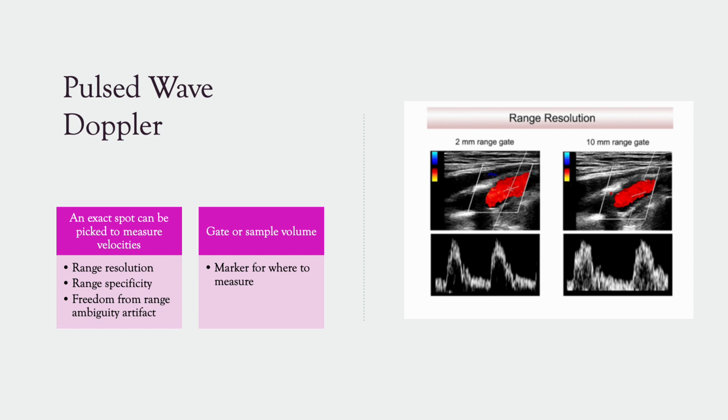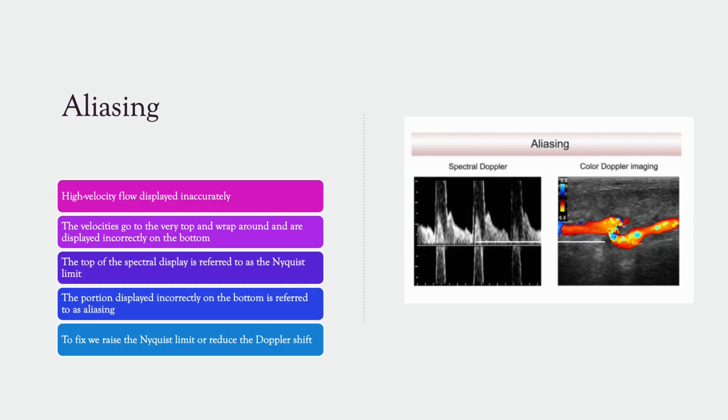Here on the right side of the screen are 2 examples of different sizes of gates, and both have impacts on why we would choose to have different sizes in ultrasound. A smaller 2mm range gate is going to give a smaller sample of volume velocity measurements. The larger 10mm range gate is going to give a larger sample volume of the entire vessel. That's also why we see differences on the graphs below.